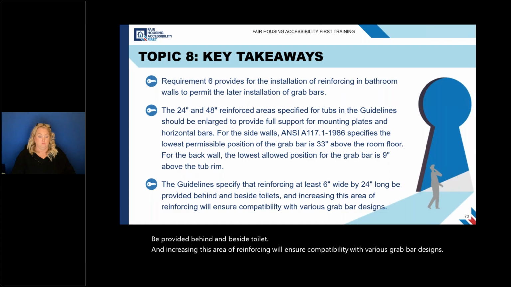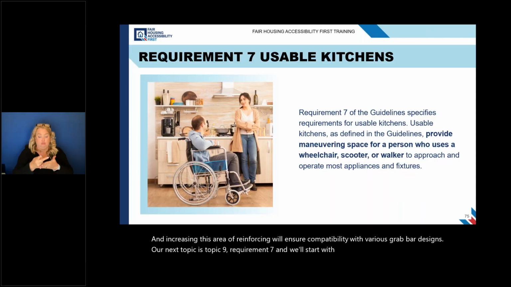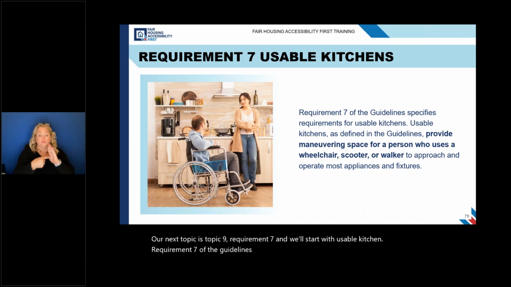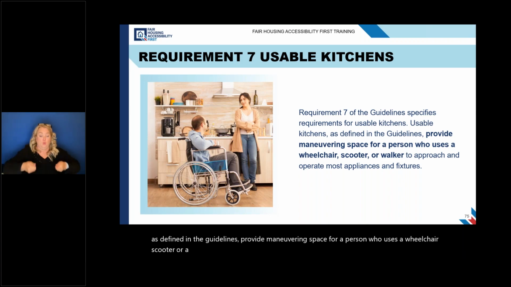Our next topic is topic 9, requirement 7, and we'll start with usable kitchens. Requirement 7 of the guidelines specifies requirements for usable kitchens. Usable kitchens, as defined in the guidelines, provide maneuvering space for a person who uses a wheelchair, scooter, or a walker to approach and operate most appliances and fixtures.